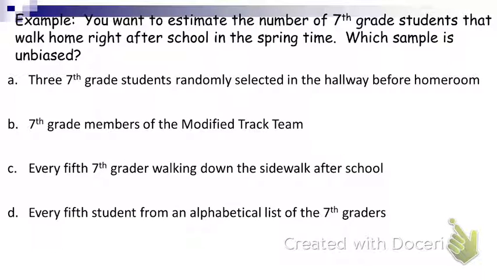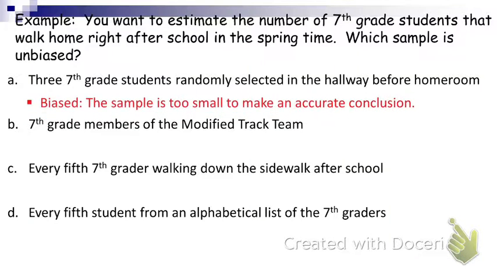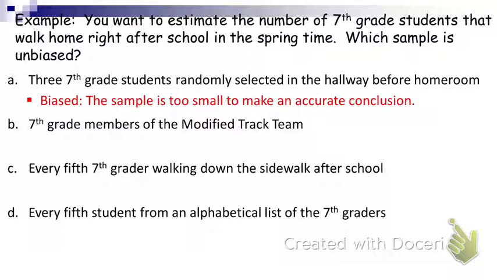All right, so for our example here, you want to estimate the number of 7th grade students that walk home right after school in the springtime. Which sample is unbiased? If you ask 3 7th grade students randomly selected in the hallway before homeroom, it's biased because you're only asking 3 students. That's really small to get an accurate conclusion. So that's a little bit too small.